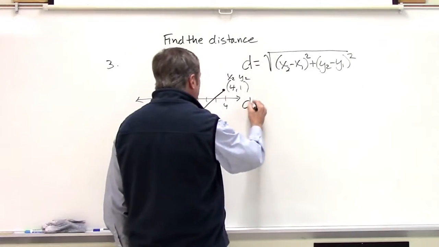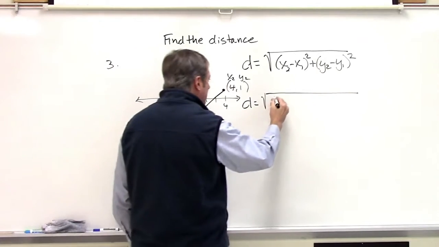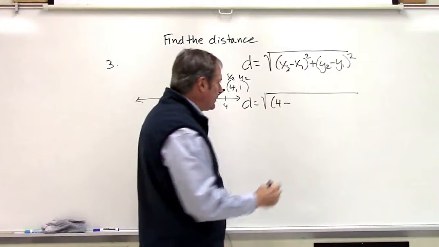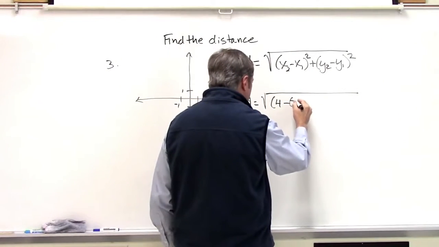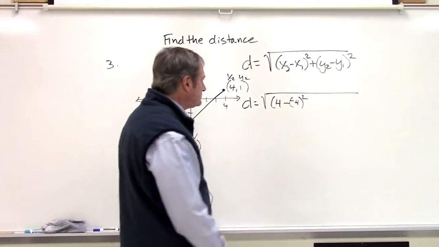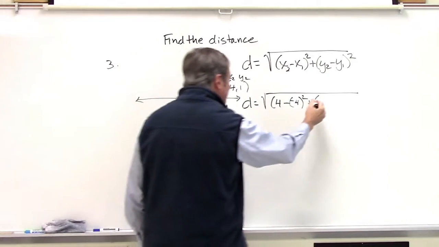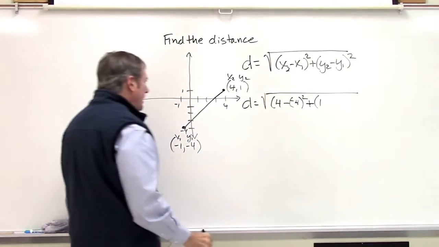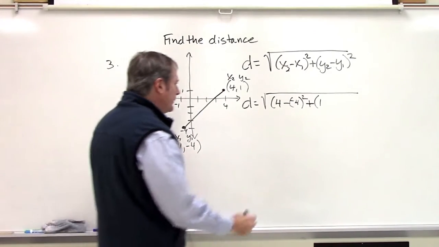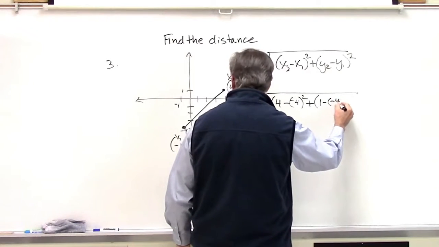So let's plug in the numbers. The square root of x sub 2 would be 4 minus x sub 1 is -4. So a minus and negative, we'll realize in a moment, is a positive. Plus, y sub 2 is positive 1 in this case, minus y sub 1, which is negative 4. So again, we're doing minus a negative.